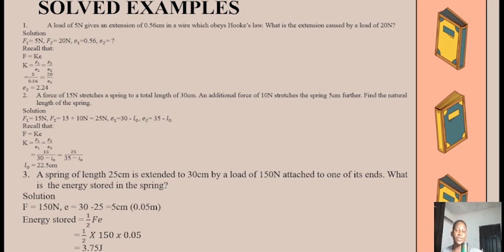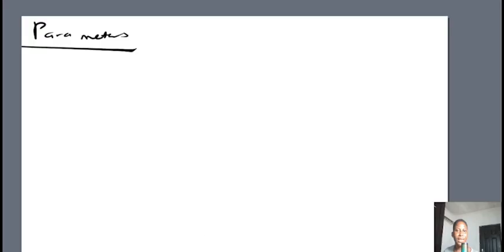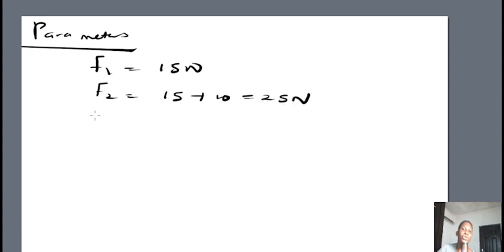So what was the first thing we were given? We have first force was 15 Newton, right? The second, F2, was what? 25 Newton. Is that not so? Yeah, so let's write that. So we have our F1. F1 was what? 15 Newton. Our F2 was that 15, and they added 10, which was equals to what? 25 Newton, right? So we don't know our length.